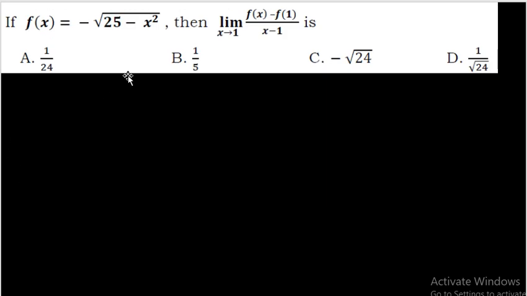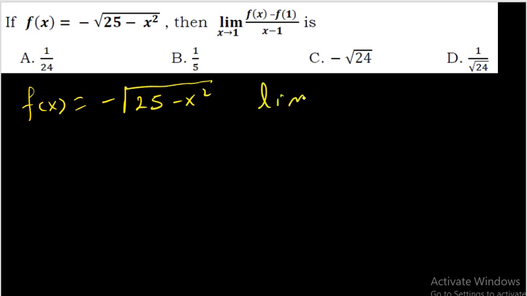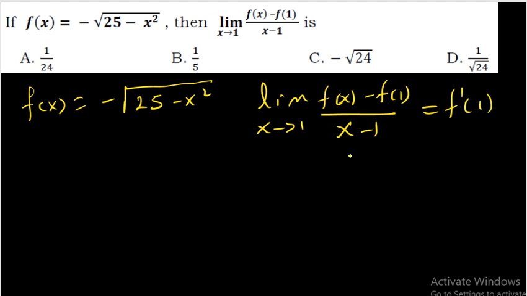The next one, f of x is given, and then we need to find. We are given f of x, which is negative of square root of 25 minus x squared. What's asked is the limit of f of x minus f of 1 over x minus 1 as x goes to 1. We don't have to calculate this. This is the same as the derivative of the function at 1. So I will differentiate the function.